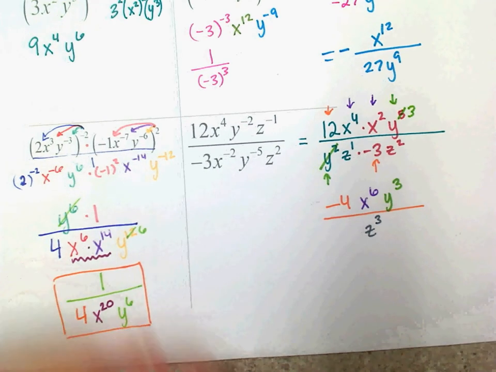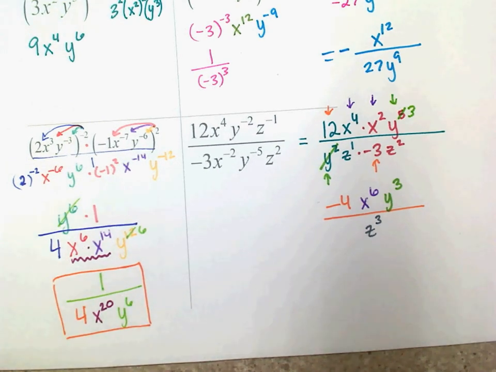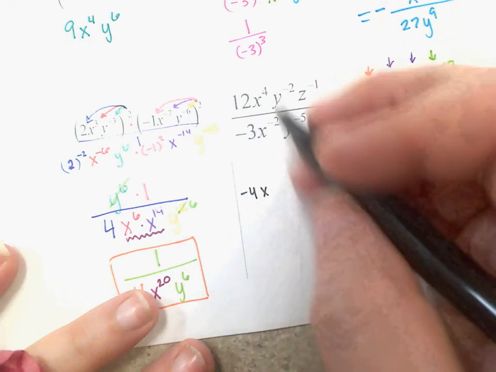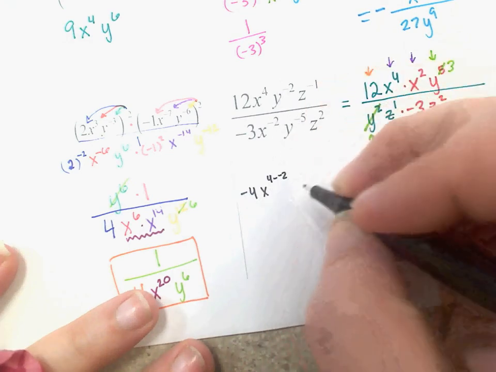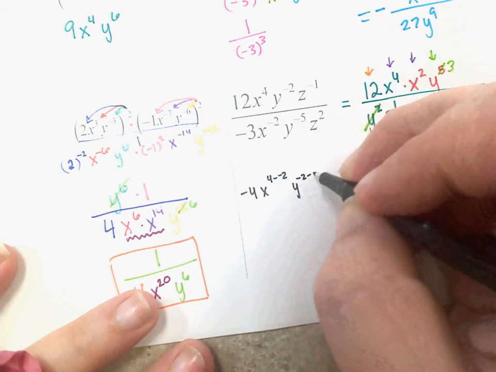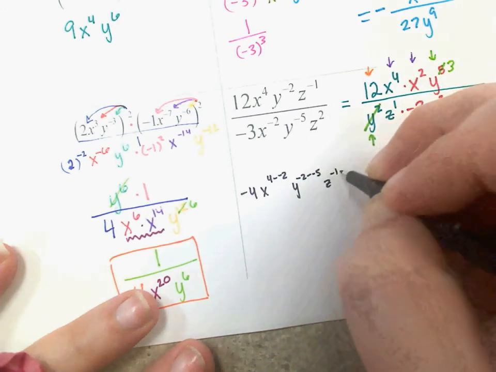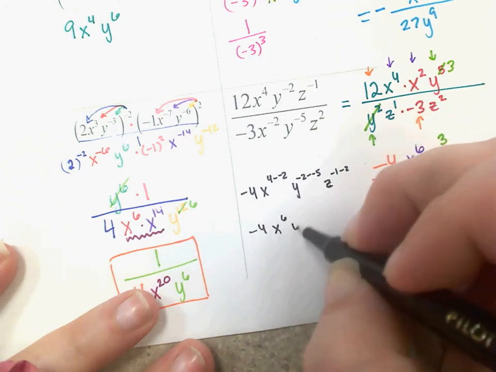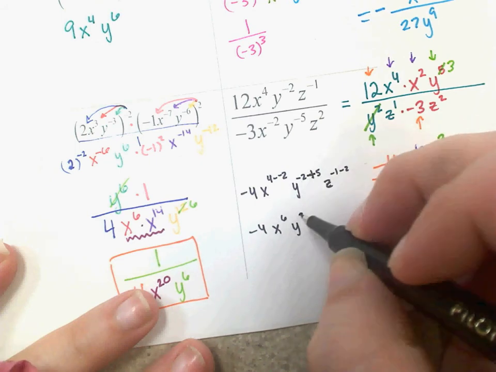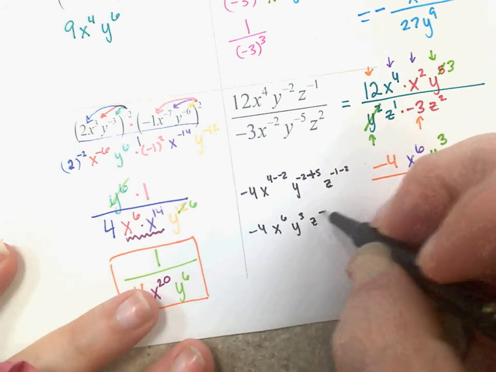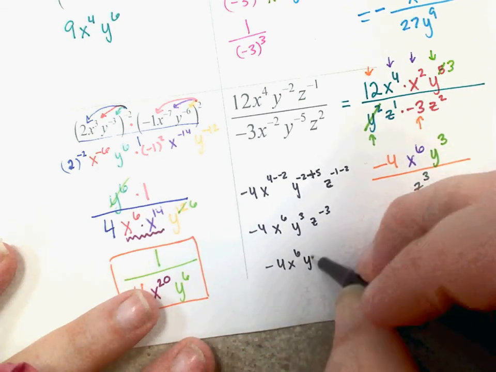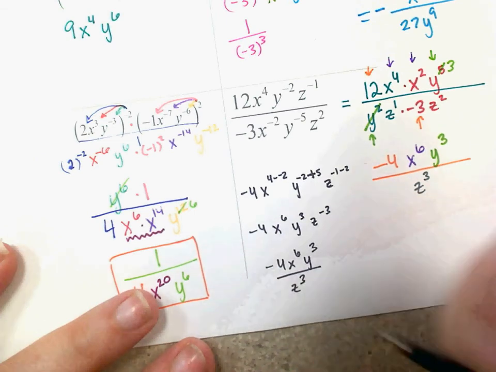If you had worked it with just the properties of exponents the way that we talked about it first, 12 divided by negative 3 is negative 4. This will be x to the, when you divide, you subtract the powers, 4 minus a negative 2, y to the negative 2 minus a negative 5, and z to the negative 1 minus 2. And so that becomes negative 4x to the 6th, y to the, that's negative 2 plus 3, that's 3, and then that is z to the negative 3, and then I would just have to recognize that that means the z moves to the denominator, and there you go. So it's whatever you like, whatever you prefer.